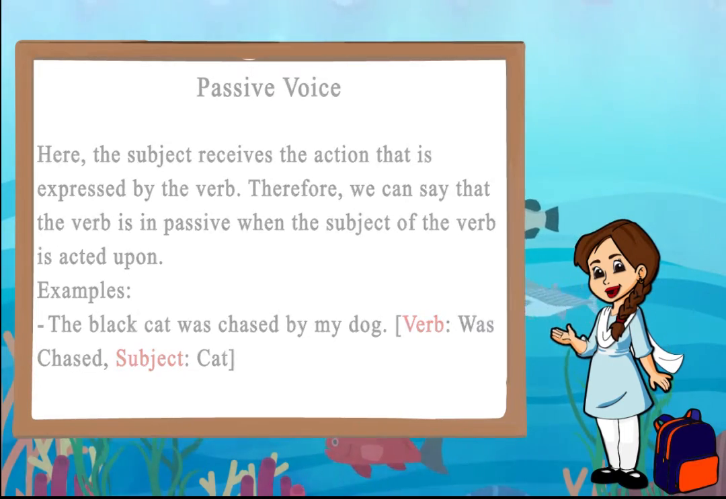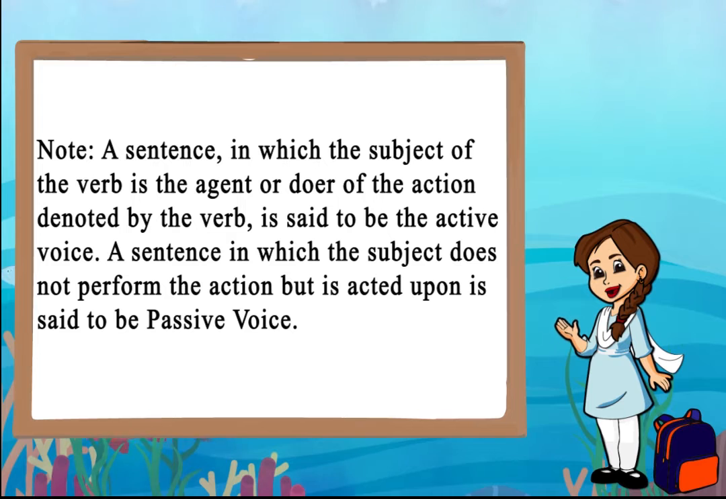Note, a sentence in which the subject of the verb is the agent or doer of the action denoted by the verb is said to be the active voice. A sentence in which the subject does not perform the action but is acted upon is said to be passive voice.